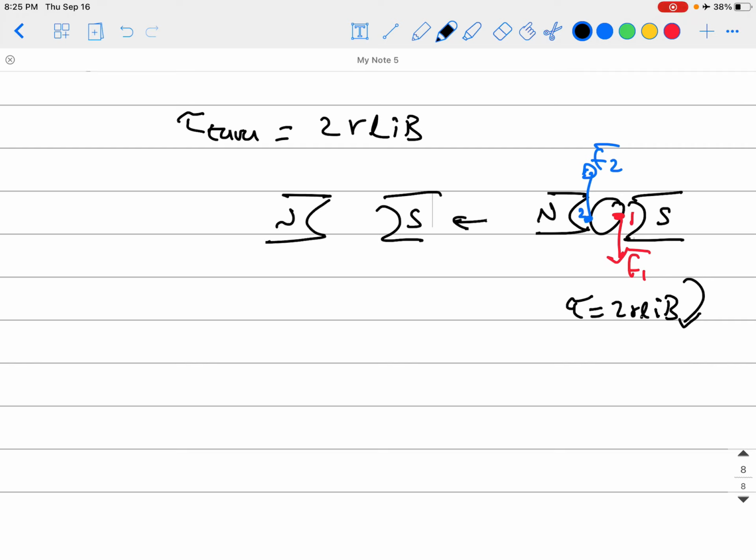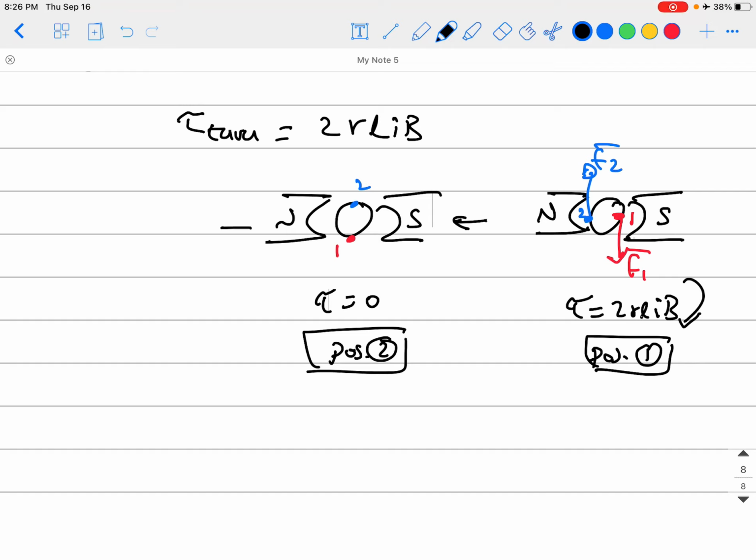So let us see what will happen in the next position, because it will now rotate. So 1 will come down here and 2 will be up there. Again, they are not facing the magnetic field, and that means the torque in this case will be 0. This is position 2. So this is position 1, this is position 2, and keep moving to find position 3. That is the south, and that is the north, and that is our rotor. Okay, so it keeps rotating clockwise like that.